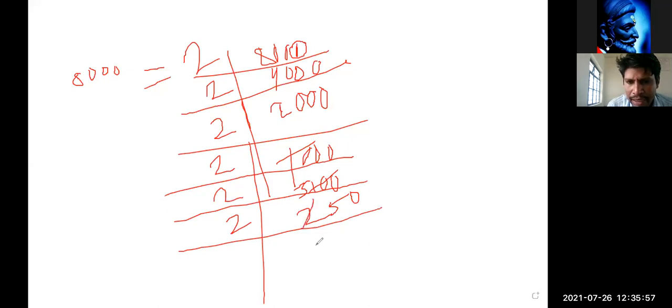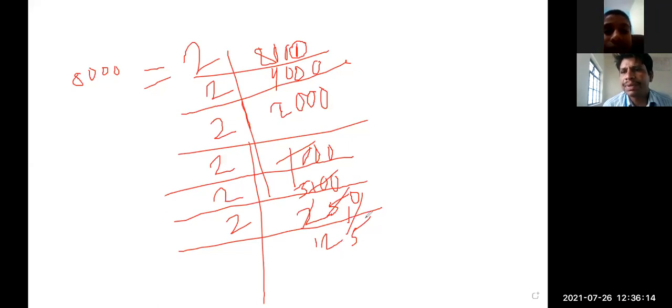2 1s are 2. 1 remains, 10. 2 5s are 10. Now here 5 is there. So this number is not divisible by 2. This number now we have to divide by 5, because we know the divisibility test of 5. At the unit place, if 5 or 0 is present, then that number is divisible by 5. So here at the unit place, how much? 5 is there. Okay, then divide by 5.